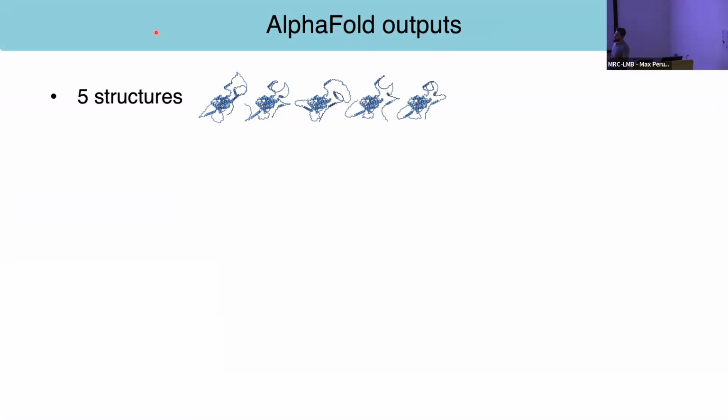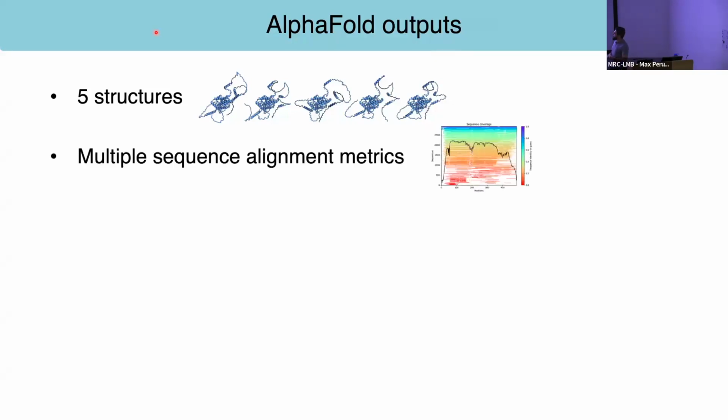And so we get 5 that will be ranked. The best one usually is the one that's top ranked, but we're going to talk about this a little bit more. What we get also are these multiple sequence alignment metrics. This is very important, of course, because that's the input. And so we're going to talk about what this means.